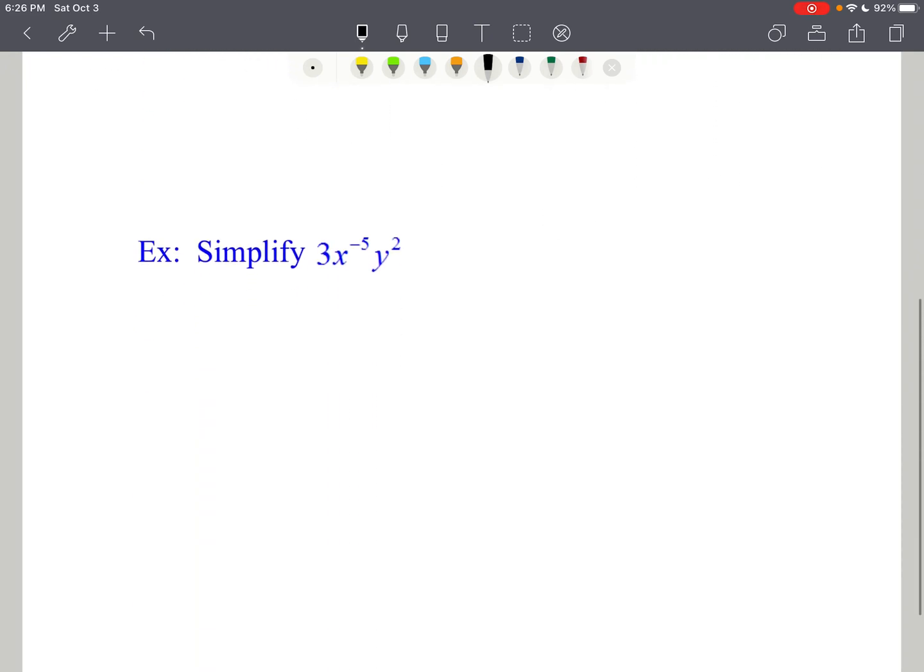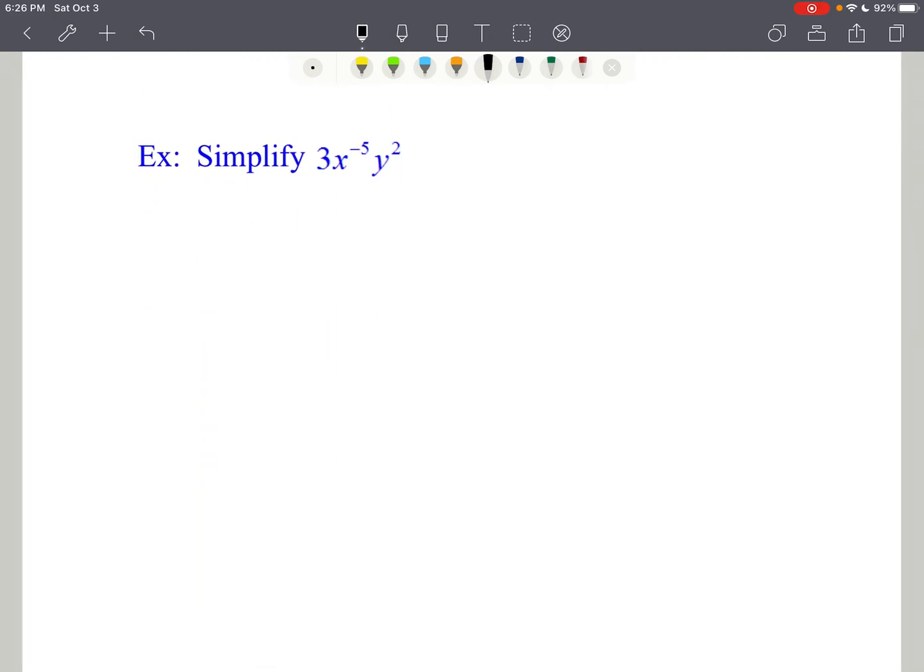Okay, let's simplify some with some variables. 3x to the negative 5 times y squared. The first thing I do is highlight all of my factors. I have a constant coefficient, a variable factor with a base of x, and a variable factor with a base of y. My base is 3, and that's 3 to the first power. My base is x raised to the negative 5 power, and my base is y raised to the second power.